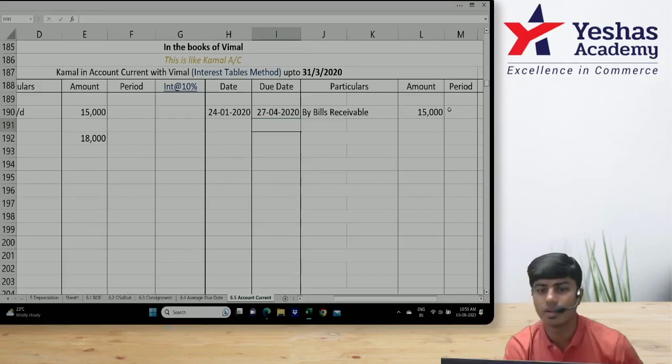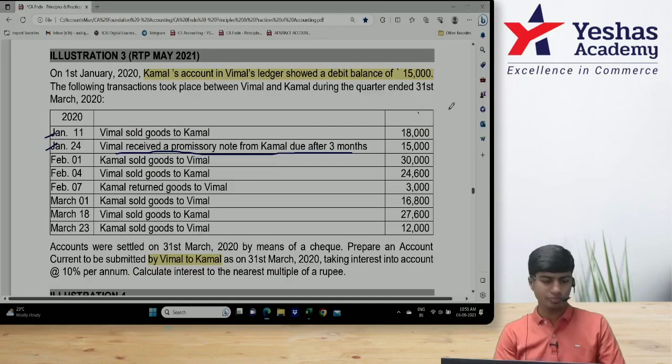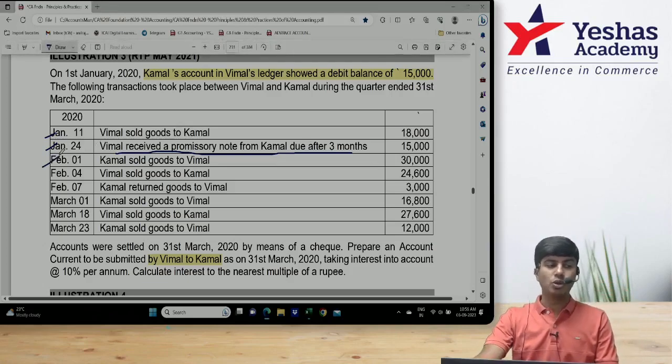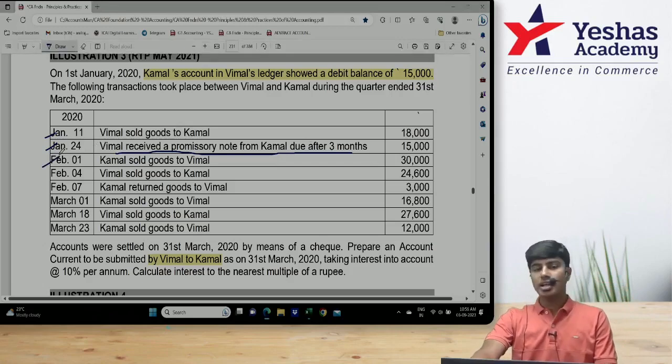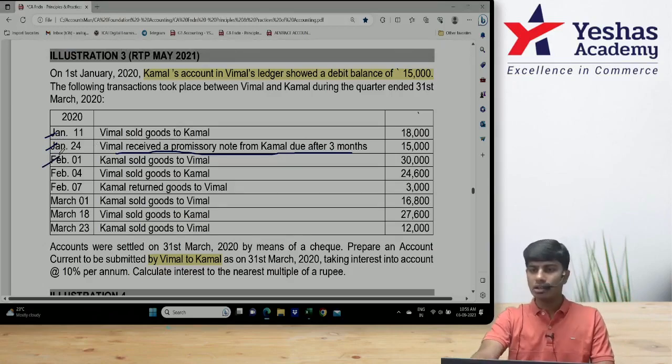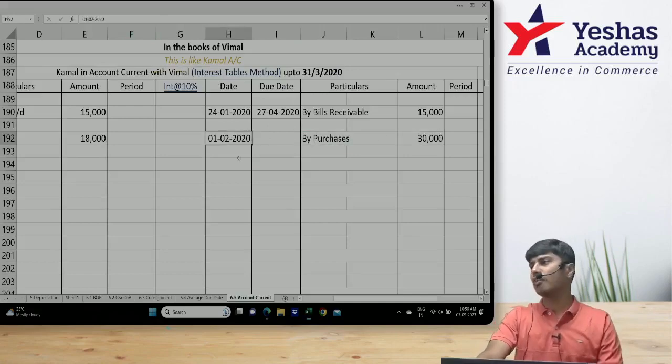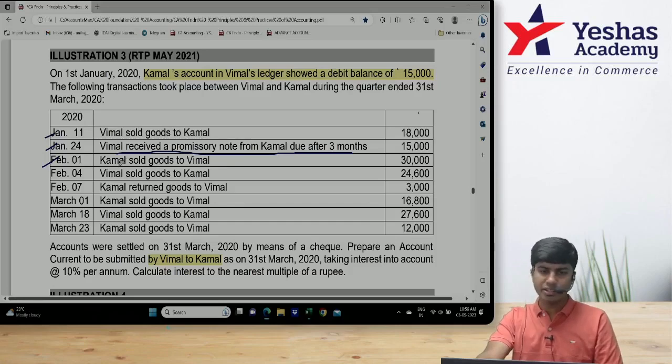Yes or no? After this, what is the next transaction? Kamal sold goods to Vimal. So who are we? Vimal. For Vimal, it is purchase. Entry is purchase account debit to Kamal. So in Kamal's books, we'll write by purchases. How much is the amount? Date 1st of February. Have they given any due date? No, that's it.